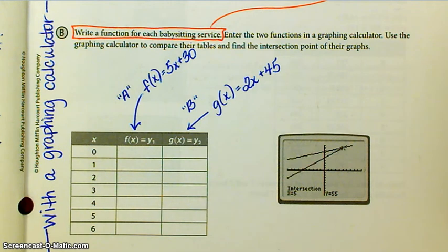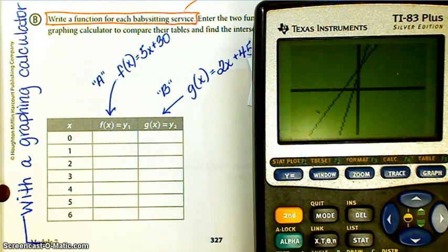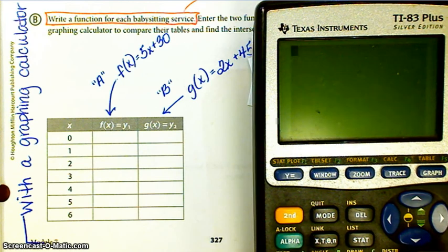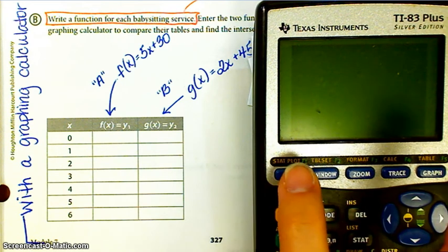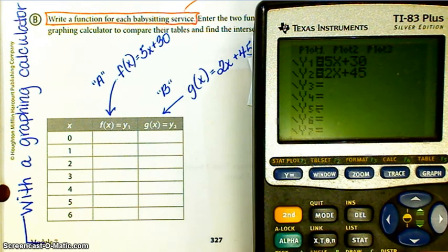All right, let me grab my calculator and I'll show you what I mean. First, turn on my calculator, and I'm going to go to y equals. I'm going to type in 5x plus 30 for the first equation, and 2x plus 45 for the second equation.